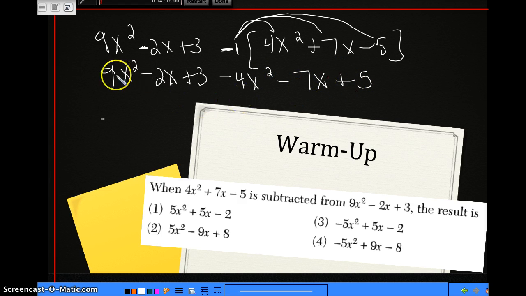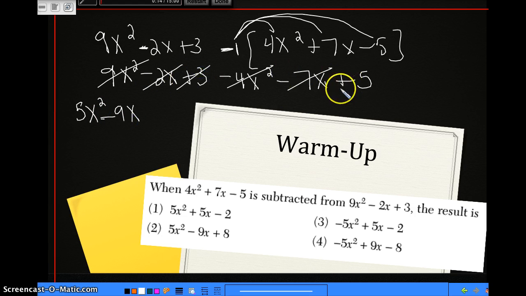Combine your like terms. You have 9x squared minus 4x squared is 5x squared. Negative 2x and negative 7x is negative 9x. And 3 plus 5 is 8. So the answer is 5x squared minus 9x plus 8.